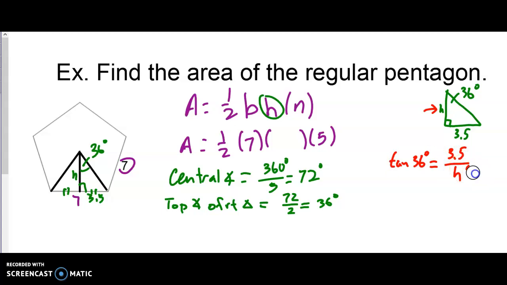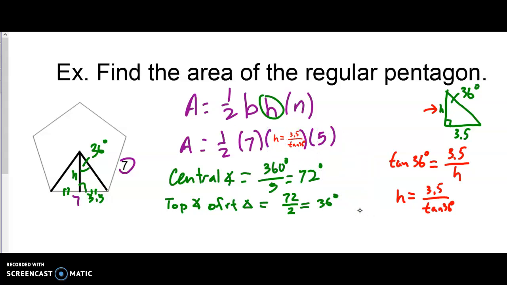Now to get H alone, we can do the old switcheroo. So H would equal 3.5 divided by the tangent of 36 degrees. Okay, so now that we have this height of my triangle, let's take this and shrink it down. I know whatever this value is, that's going to fit in here for that height, isn't it, right?